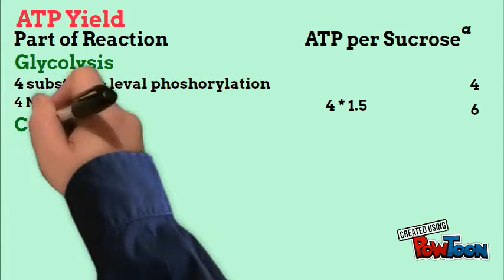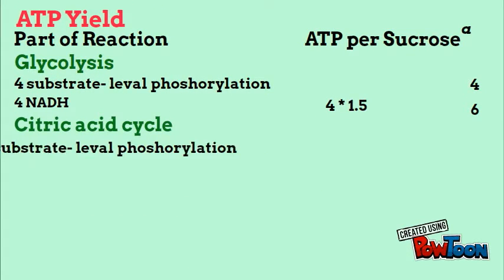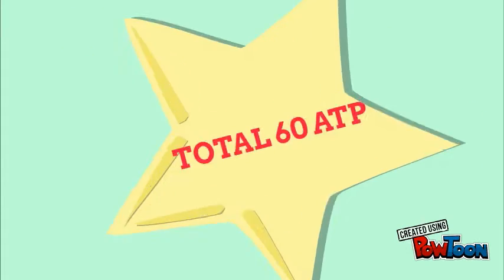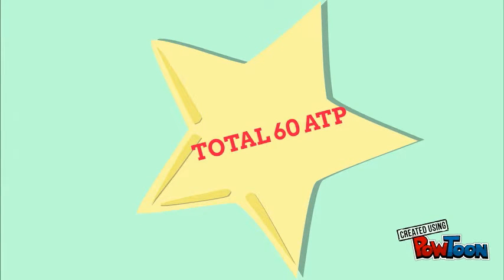In the citric acid cycle, through substrate level phosphorylations, 4 ATPs are produced. Here 1 FADH2 produces 1.5 ATP, so 4 times 1.5, 6 ATPs, and 1 NADH produces 2.5 ATPs, so 16 times 2.5, 40. So altogether 60 ATPs are produced.